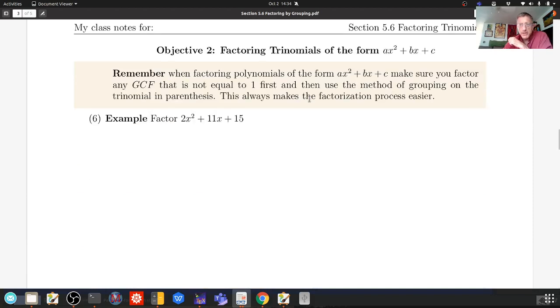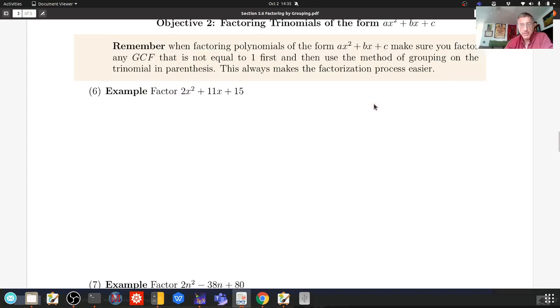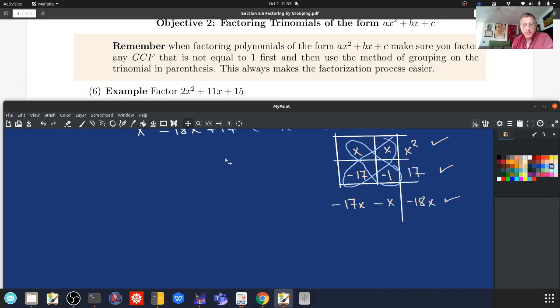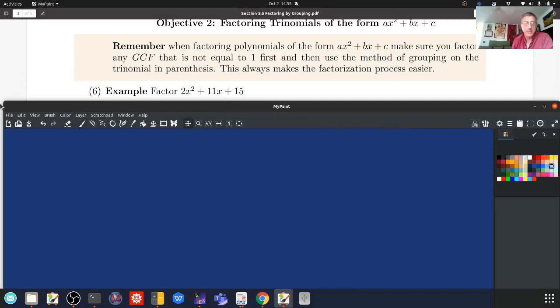So now we're going to throw a little bit of a curveball at you. We're looking at non-monic polynomials of the form ax squared plus bx plus c, where a is not equal to 1. But really, we're not going to have to do anything much, except we have to add one new step. And sometimes you will forget to do that. Sometimes I forget to do it.